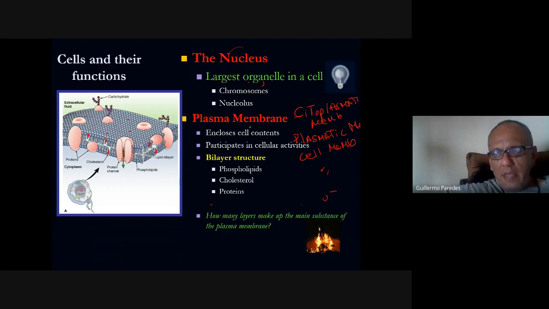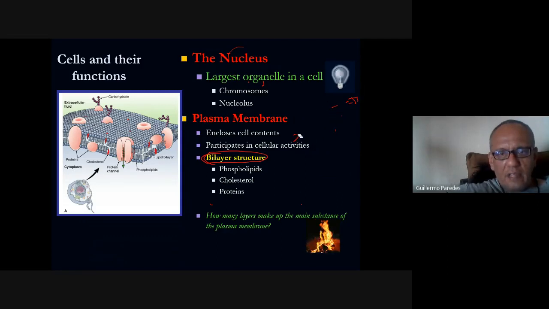So the plasmatic membrane or cell membrane is composed of a bilayer structure. Here we have the bilayer structure. So please, I just want to remind you for bioscience, because we are going to use that later, that the bilayer structure is the main component of the cell membrane. The main components are going to be what? Who can tell me?